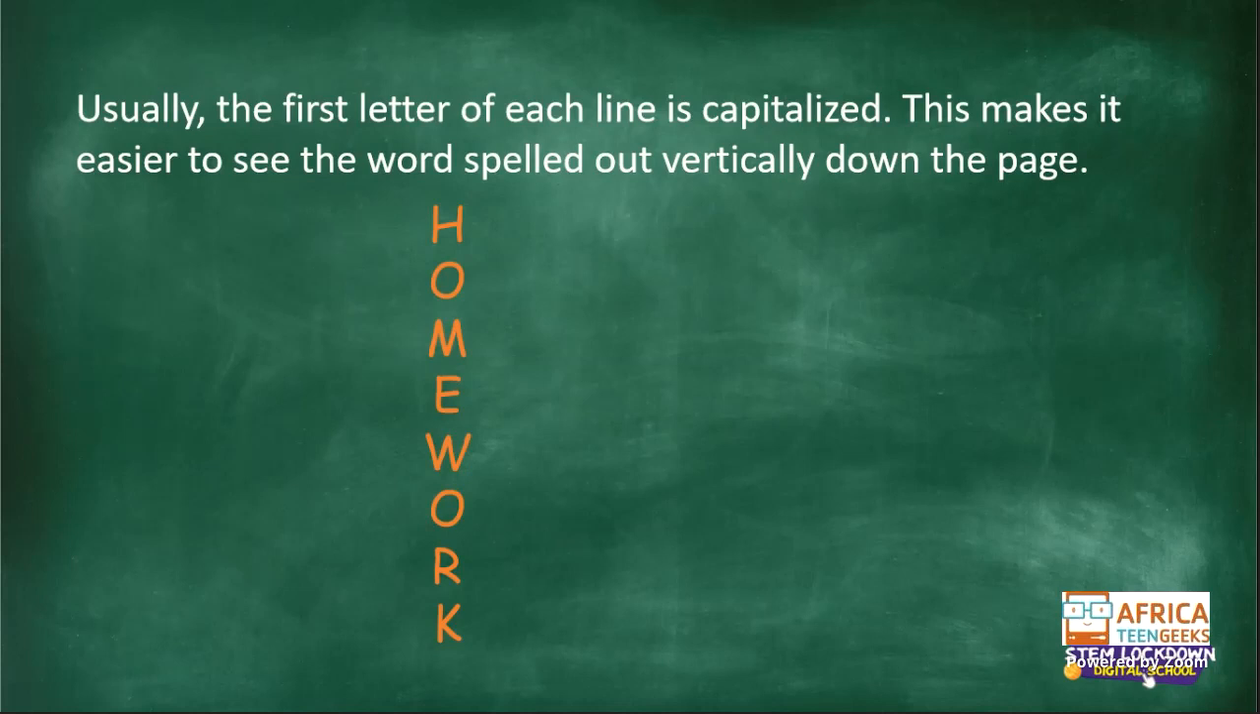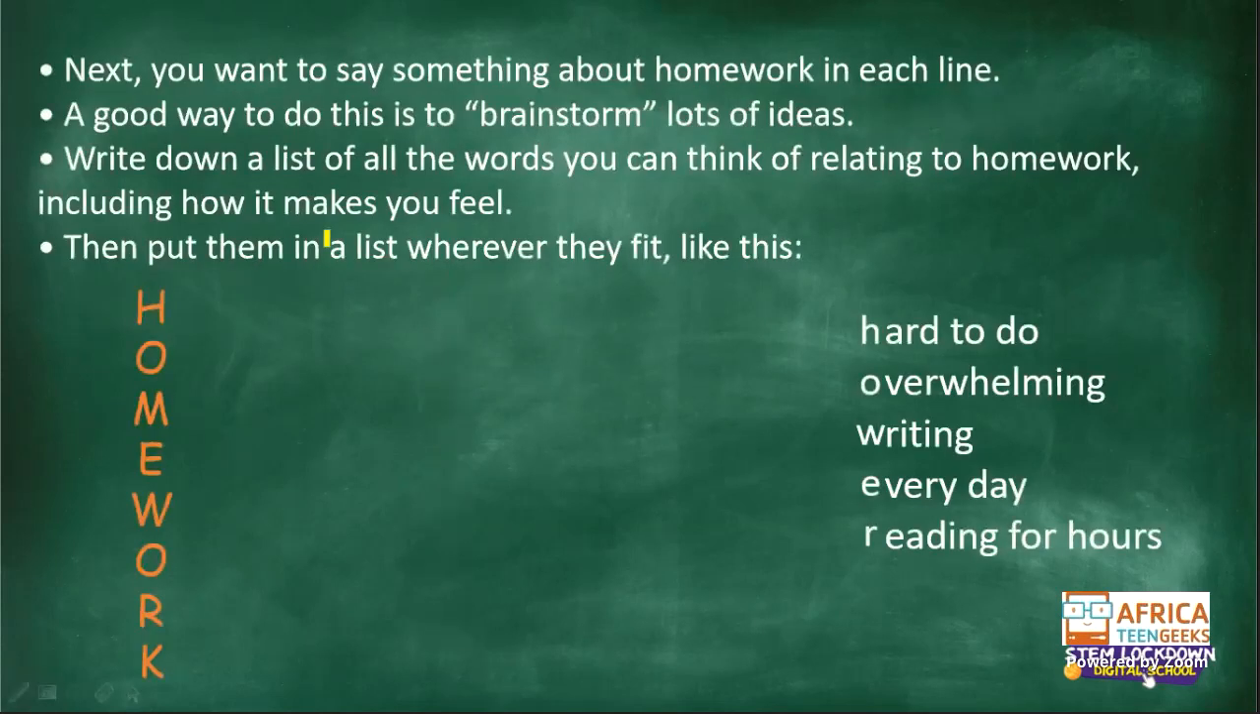Okay, next you want to say something about homework in each line. Now, a good way to do this is to brainstorm lots of ideas. You don't only want one H word, okay? You want maybe to write down 5 H words to see what's going to work best. You write down a list of all the words you can think of relating to homework, including how it makes you feel. And then you put them in a list wherever they fit, like this.